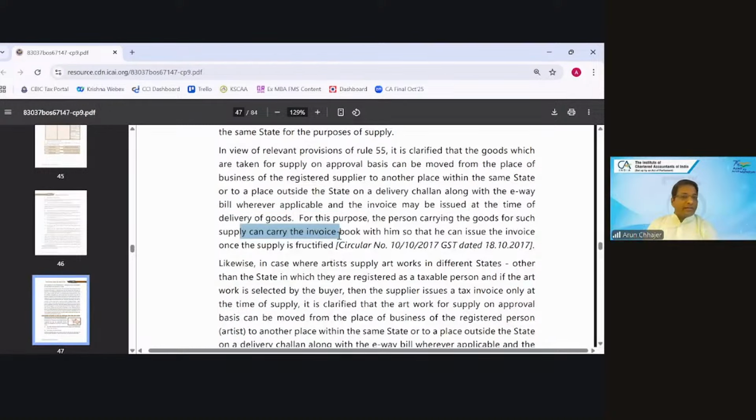Invoice may be issued at the time of delivery. For the purpose, the person carrying the goods for such supply can carry the invoice book with him and he can issue the invoice once the supply is completed.